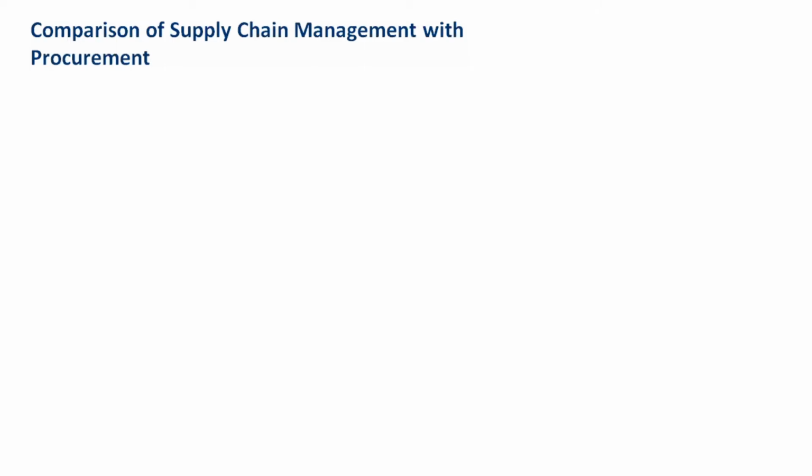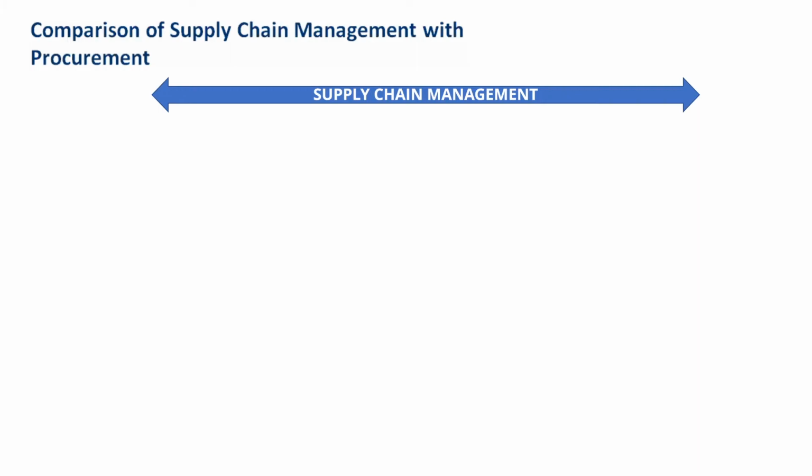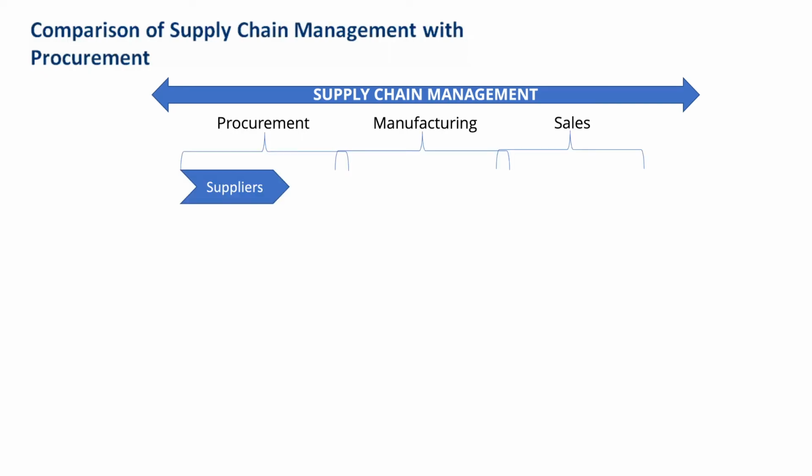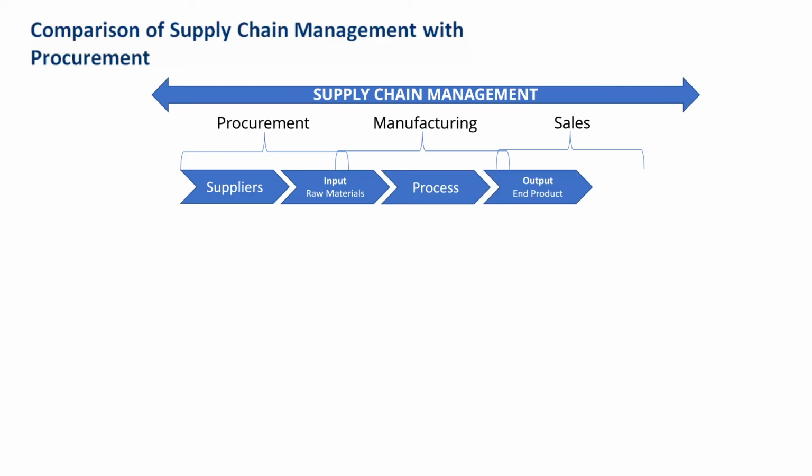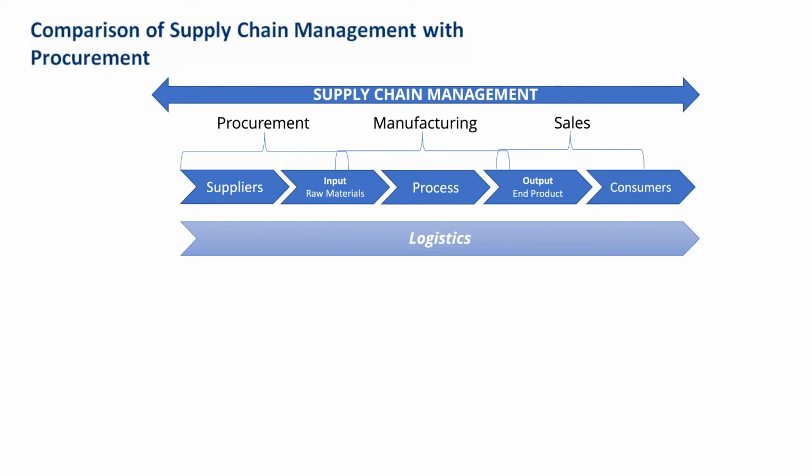So finally, let's close with the comparison of supply chain management with procurement. Let's understand this difference. Under supply chain management, we have procurement, manufacturing and sales. Procurement starts with suppliers, discussions and all contacts with suppliers. Then we have manufacturing, inputting raw materials. Then we have the process, output of end product, and sales that go to the consumers via logistics. This is the main part of supply chain management.